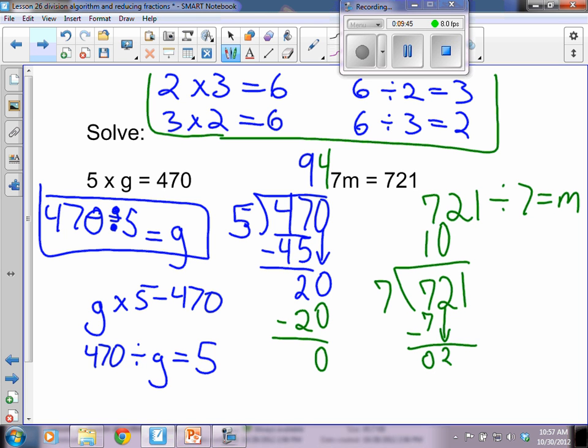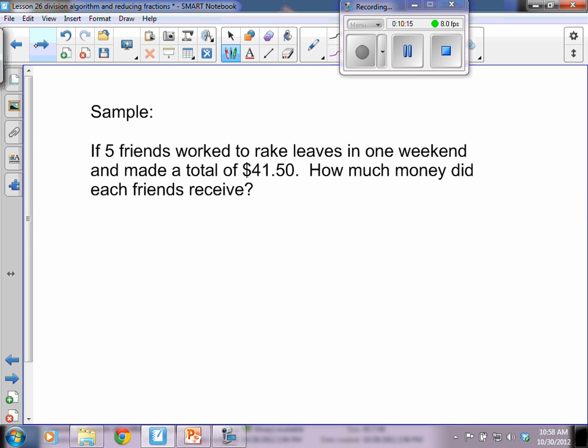We're getting kind of advanced. 0 times, that time we've got to put the 0 in there. And now we can bring down the 1. 7 goes into 21 3 times, and 3 times 7 is 21. And now we can subtract. And my 1 doesn't look very good here, but we know that it comes down to 0. And so our answer for m is 103. So we're looking at division in that way.